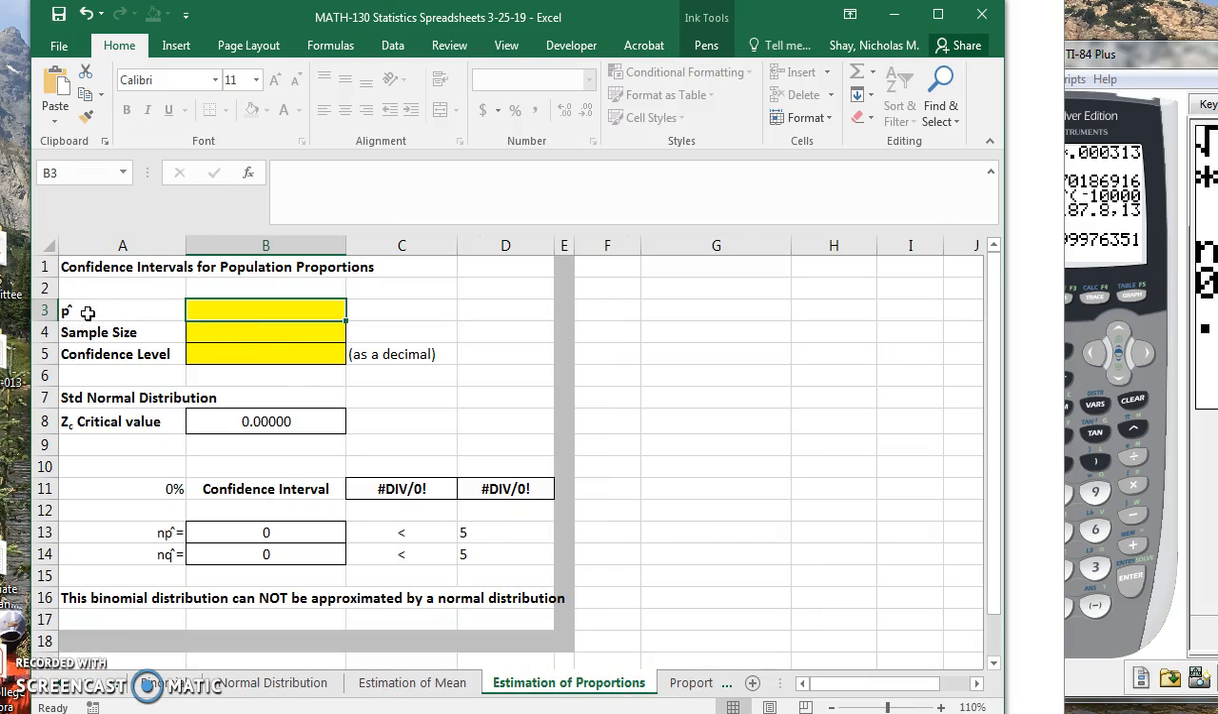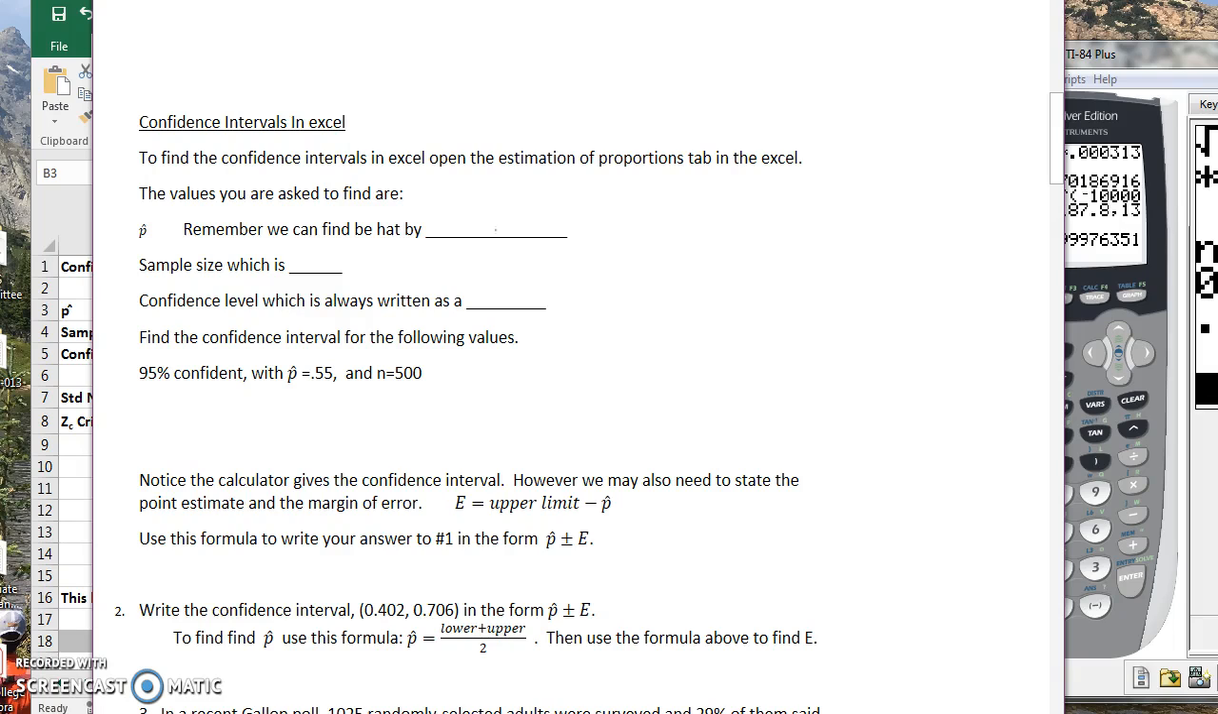And you can see that it's asking for three values: a p-hat, a sample size, and a confidence level. Remember, p-hat is the sample proportion, and it can be found by using the following equation: x divided by n, where x is the number that exhibited a specific trait you were looking for, and n was our sample size. And then the confidence level, which will always be written as a decimal.